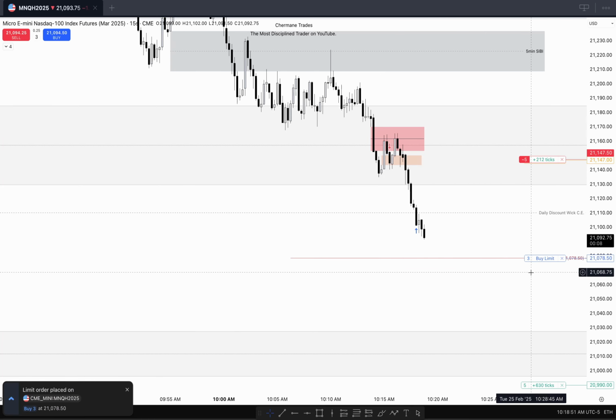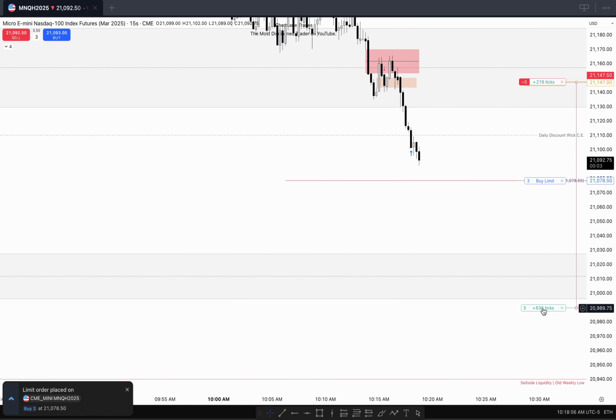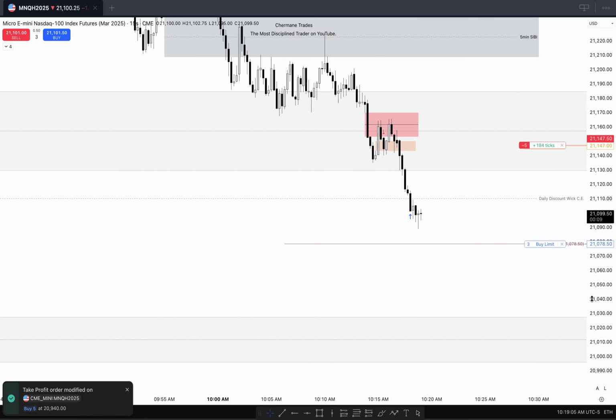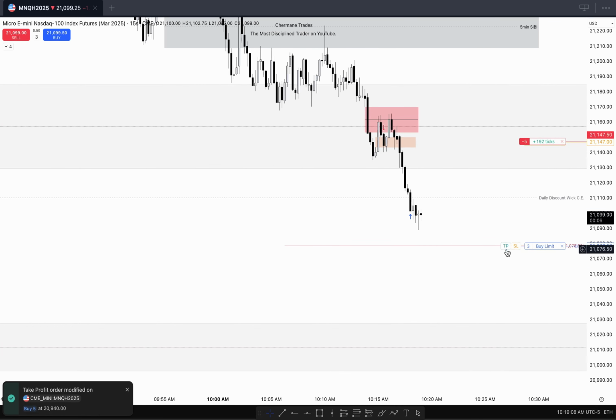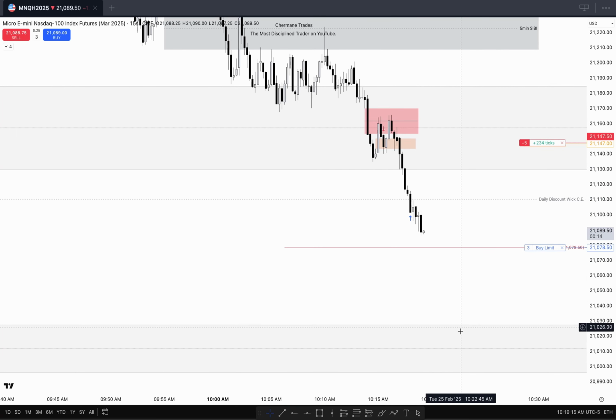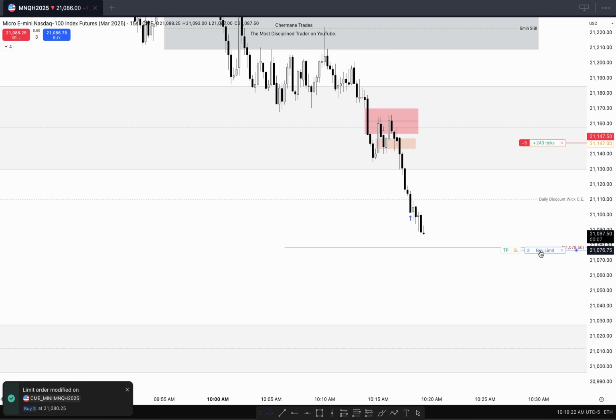And then I'll trail my stop a little further. Best case scenario exit is that daily sell side from February 3rd. Gonna bring my limit order a couple ticks off of that to account for the spread in case it wants to tap that to the tick.